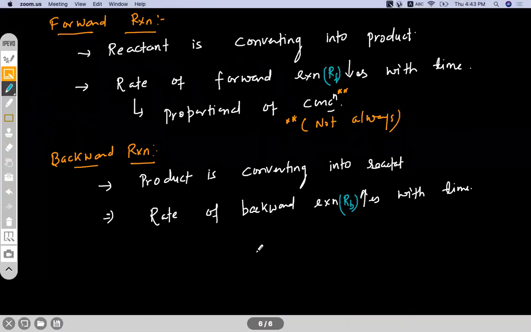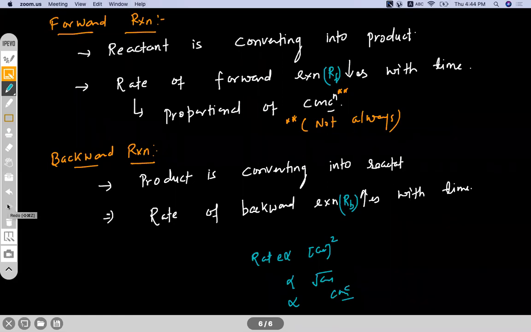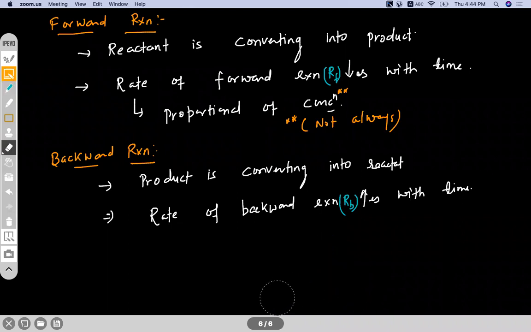You can have this also, that the rate is directly proportional to concentration square. Rate is directly proportional to root over of concentration. Rate is directly proportional to concentration itself. Anything is possible here. But let's not discuss all these things. It is there in chemical kinetics that we'll discuss later. You can just understand here that rate increases with increase in concentration and decreases with decrease in concentration. Clear?